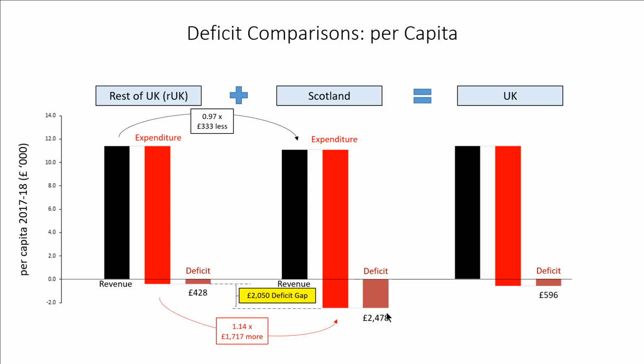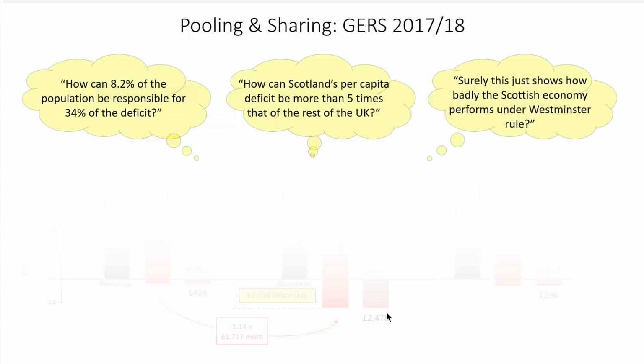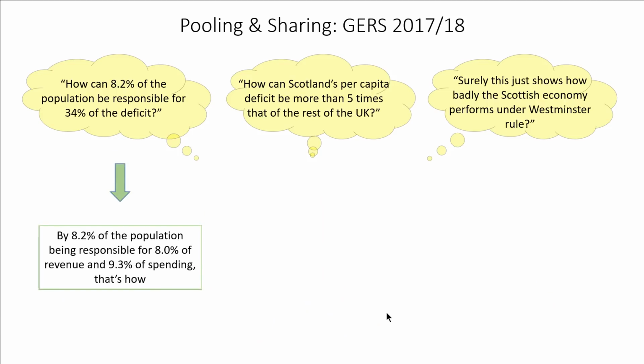So pause the video here if you want to digest these figures. But it allows us to answer those questions. So when people say, how can 8.2% of the population be responsible for 34% of the deficit? The answer is by that 8.2% of the population being responsible for 8% of revenue and 9.3% of spending.